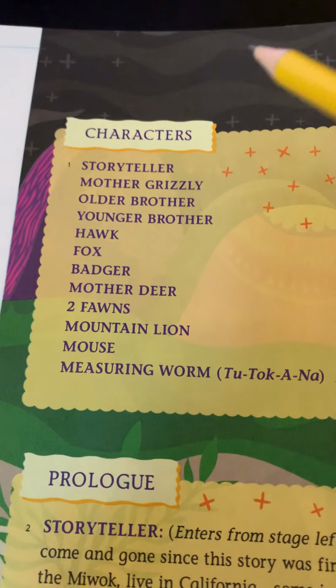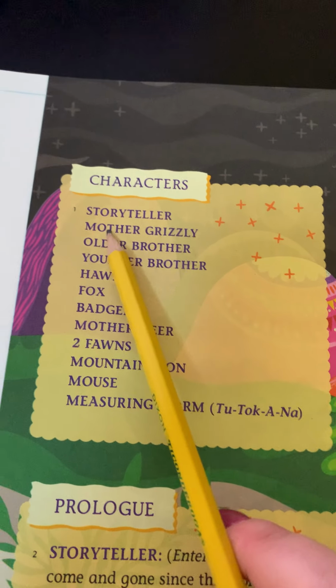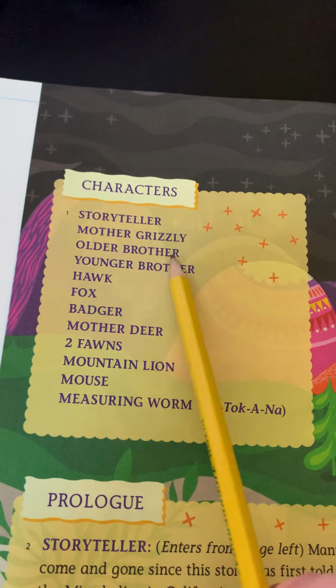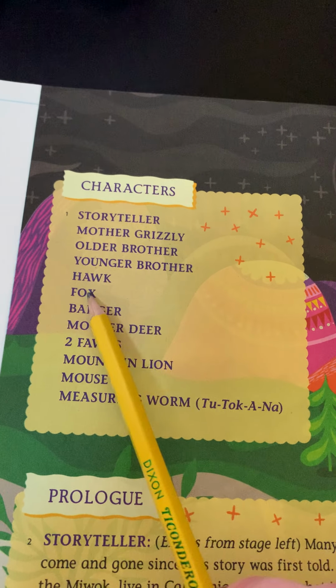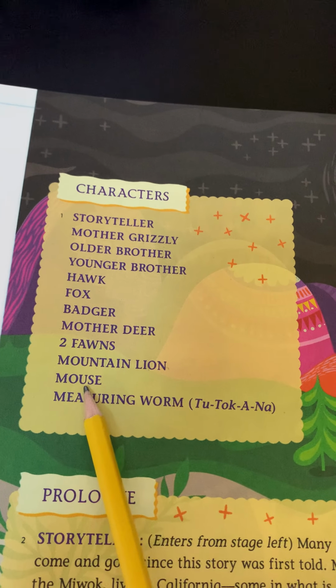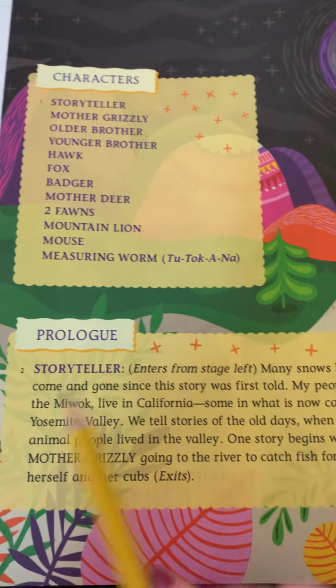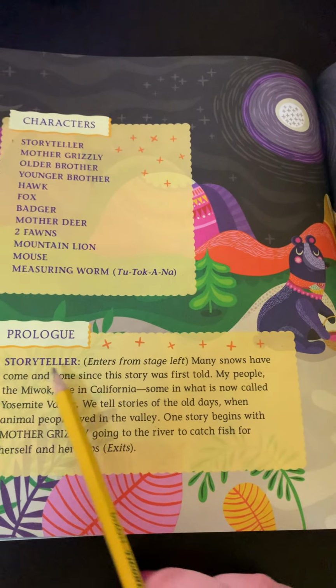Our characters are a storyteller, it's like a narrator, Mother Grizzly, older brother, younger brother, hawk, fox, badger, mother deer, two fawns, mountain lion, mouse, measuring worm, Tutakana. And here's the prologue. Now let's see if you can figure out what a prologue is after I read this.